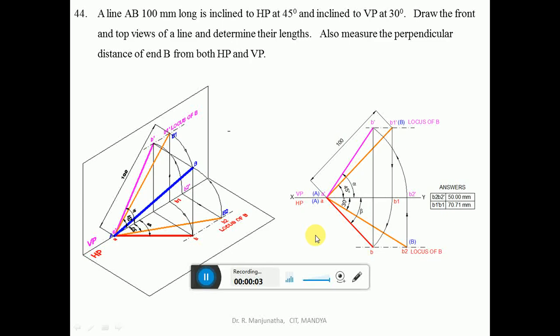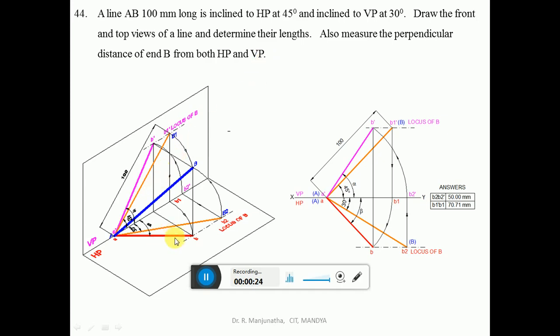Now, a line AB 100 mm long is inclined to HP at 45 degrees and inclined to VP at 30 degrees. Draw the front and top views of the line and determine their lengths. Also measure the perpendicular distance of end B from both HP and VP.